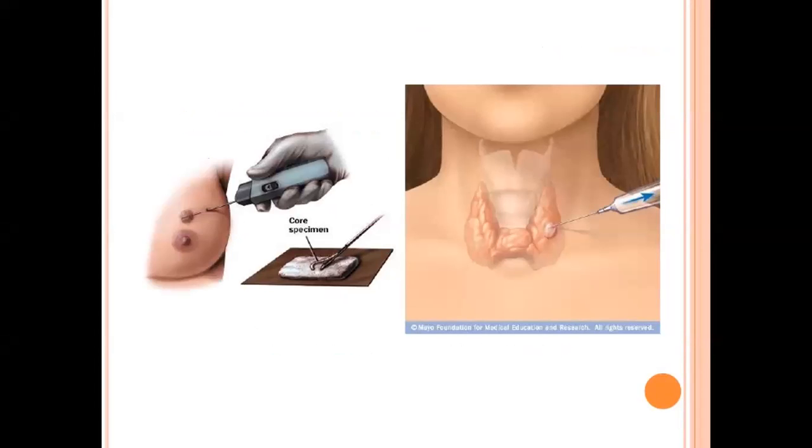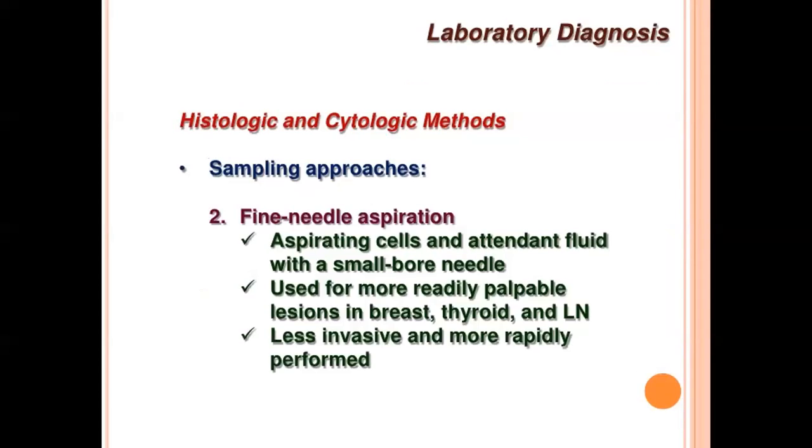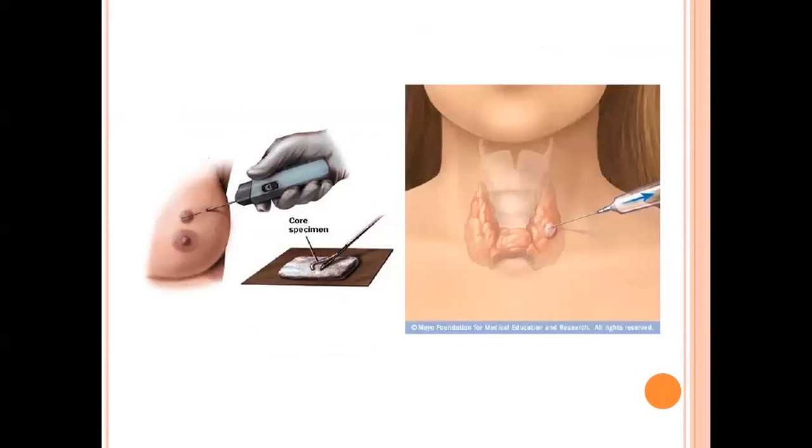So this is, what is this? This is the fine needle aspiration. It is done in thyroid nodules and breast nodules. Okay?